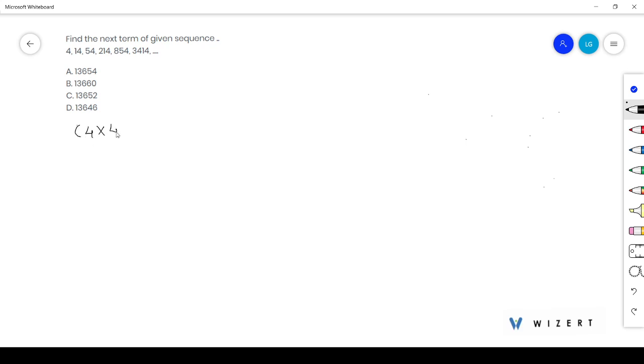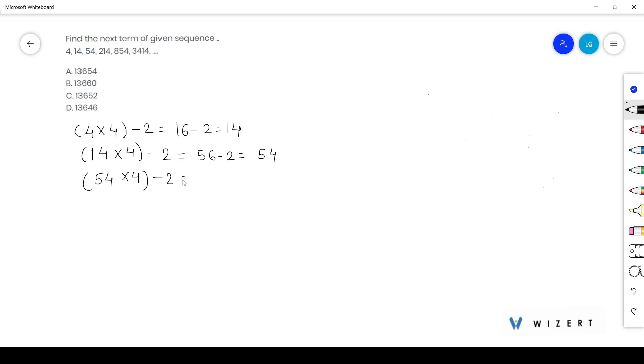If we multiply that 4 by 4 and subtract 2 from it, we get 16 minus 2, which means 14, which is the next term. Okay. By putting the similar pattern, if we multiply that second term by 4 and subtract 2 from that multiplication, we will get 56 minus 2, which means 54, which is the third term. Okay, like that.